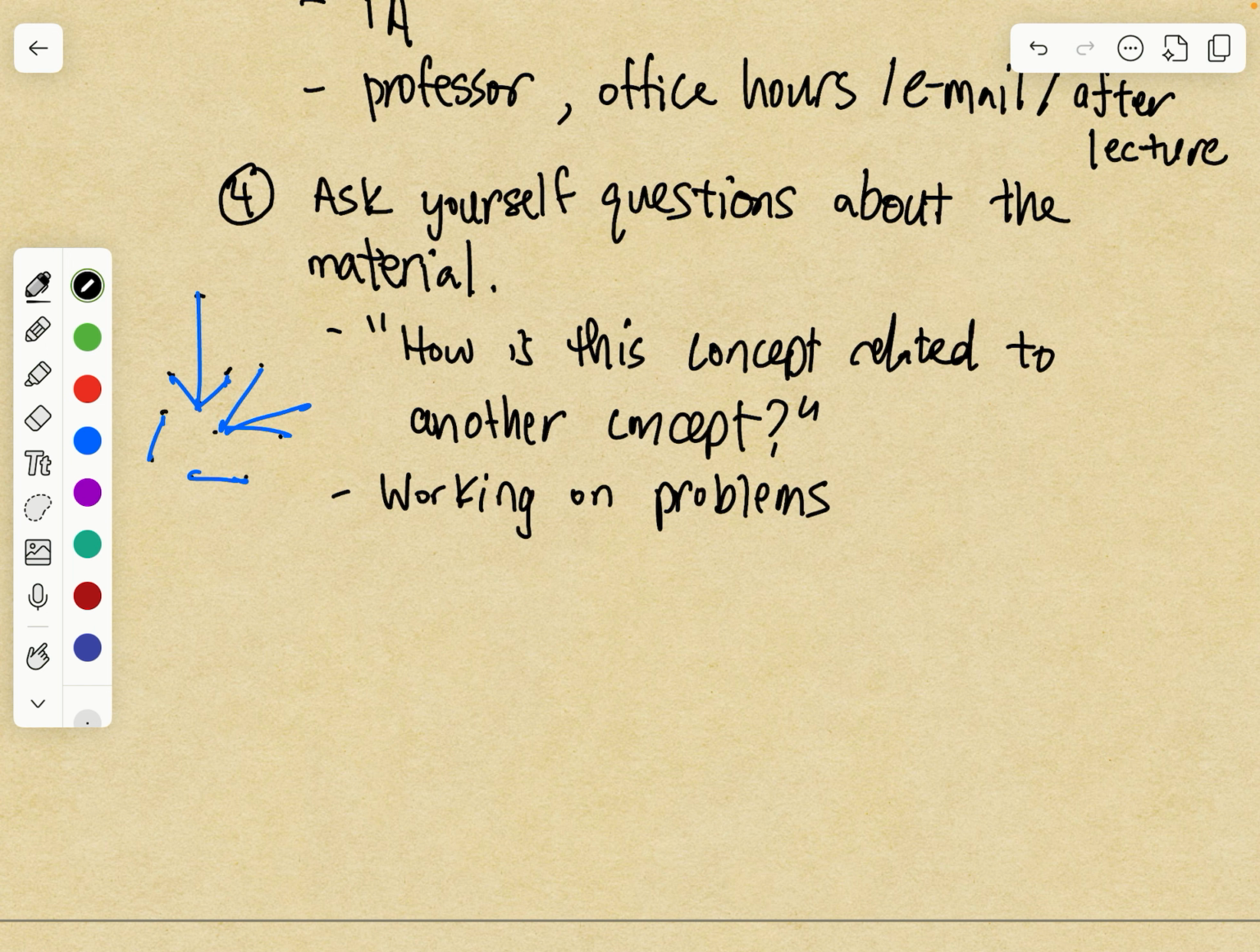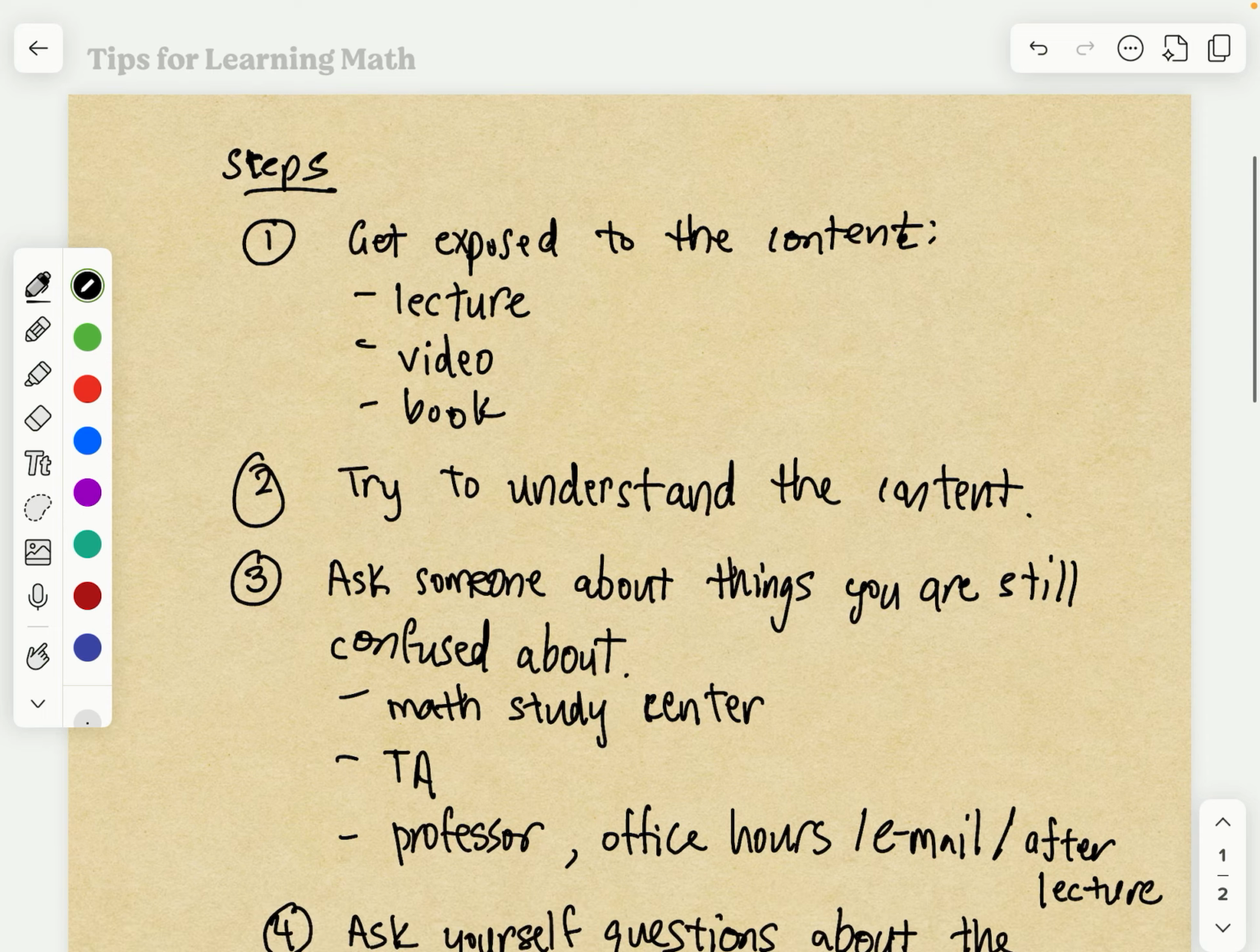And then the last step is, of course, to review. So make sure you review every once in a while. Okay, those are the 5 main steps that you should keep in mind when you're trying to learn math.